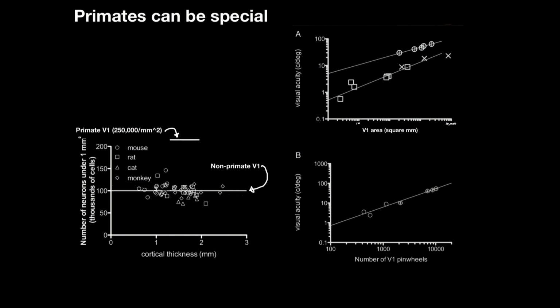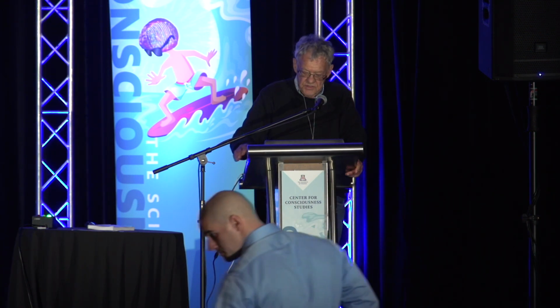One was that primates got better color vision. The second thing was that they had 2.5 times more neurons in their V1 than all the other animals did. And the consequence of that is that they have better vision, better acuity than all the other species.